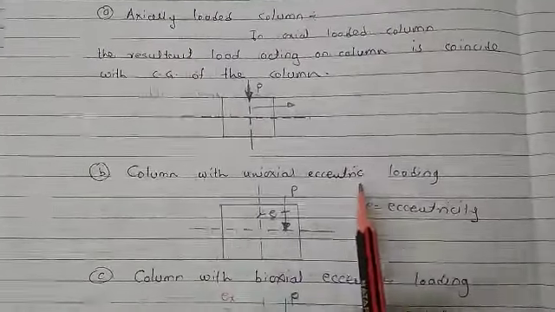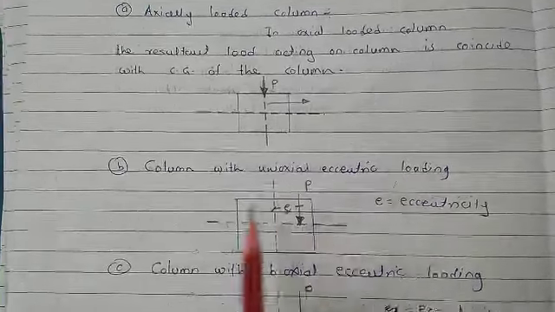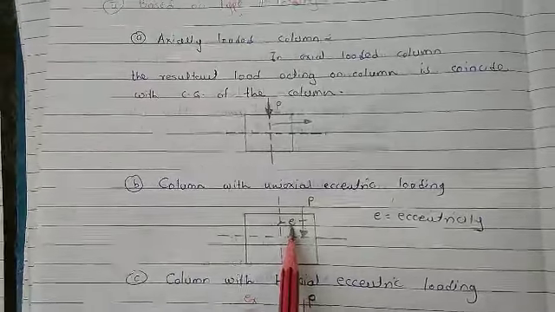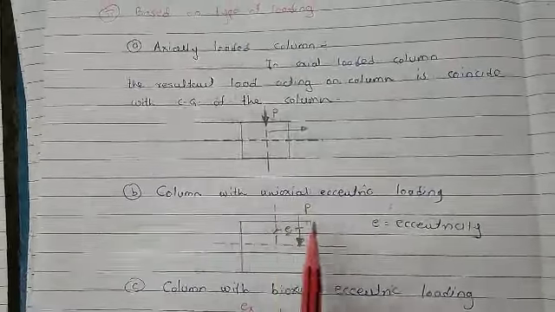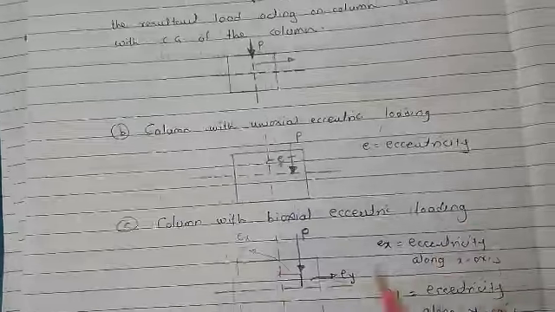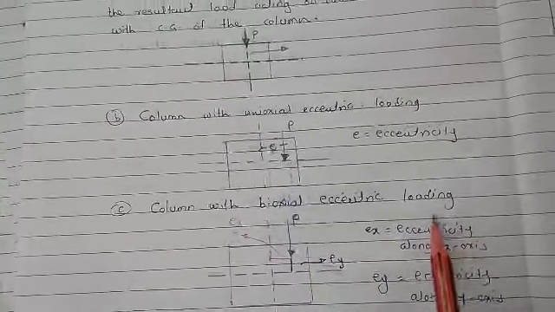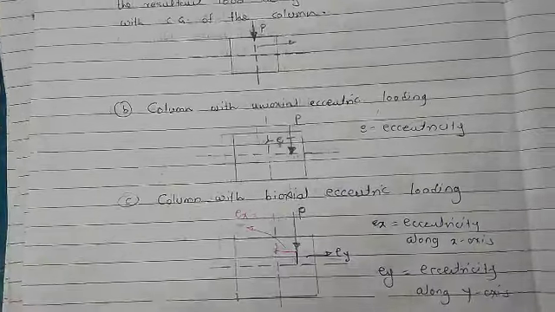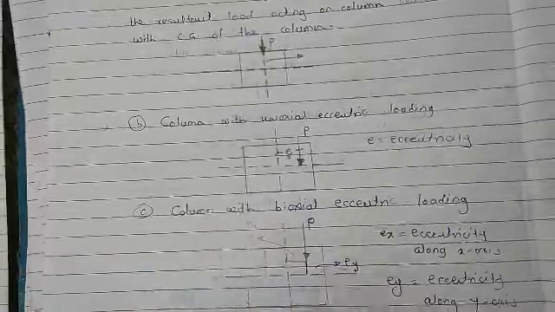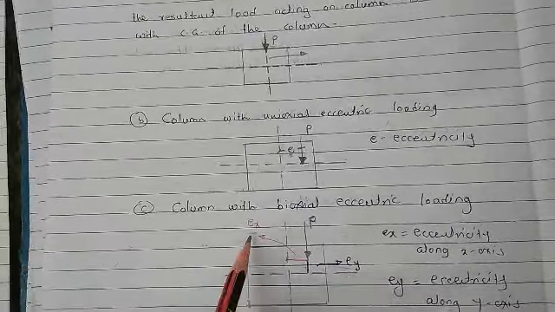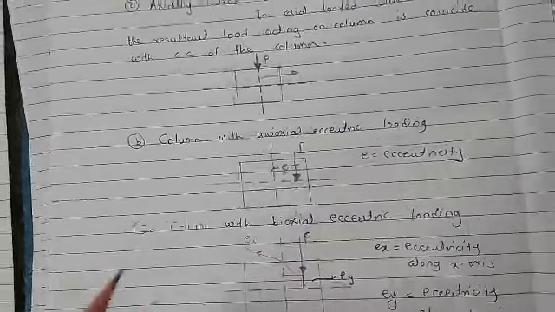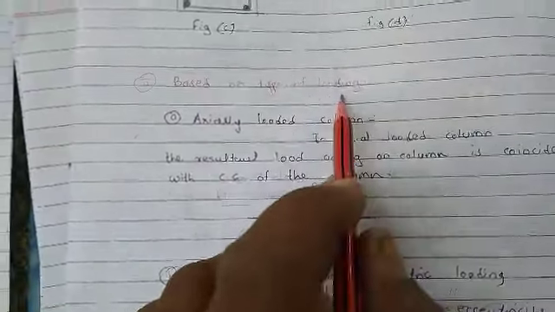Then the column with uniaxial eccentricity. In this type of column, the eccentricity will be along any one of the axes. Here e is the eccentricity of the load along the x-axis and P is the resultant load acting on the column, and this is the centroid or CG of the column. Then the third type is the column with biaxial eccentric loading. In this type of column, the load is eccentric along both axes: ex is the eccentricity along the x-axis and ey is the eccentricity along the y-axis. So these are the types of columns based on the types of loads.